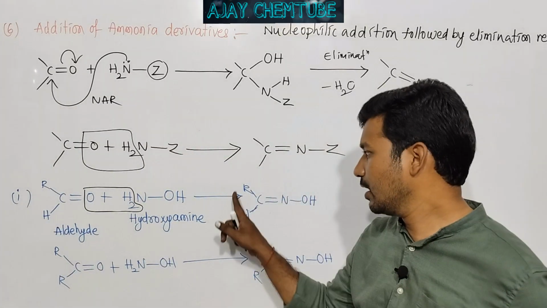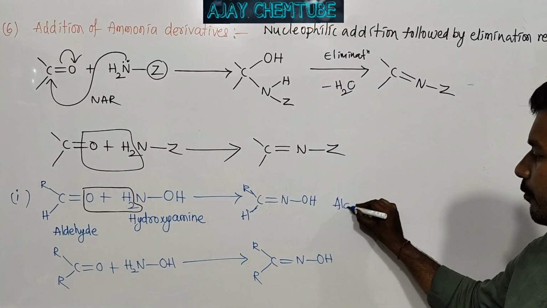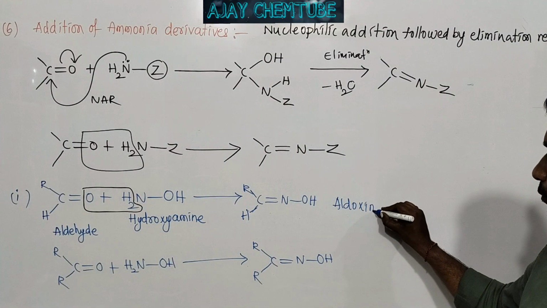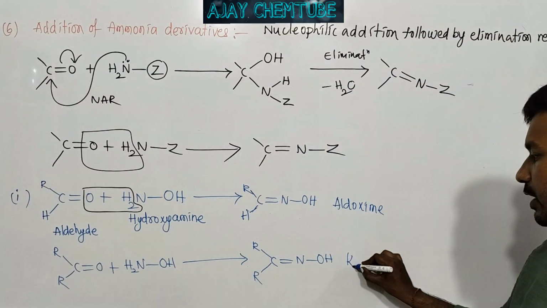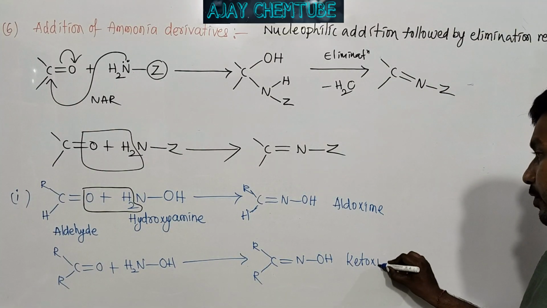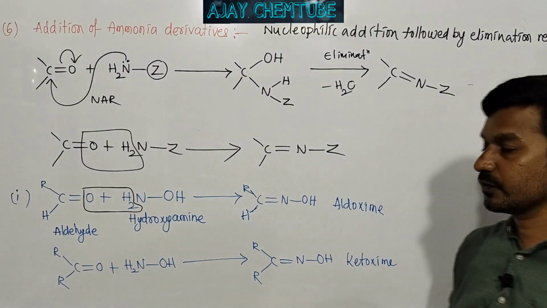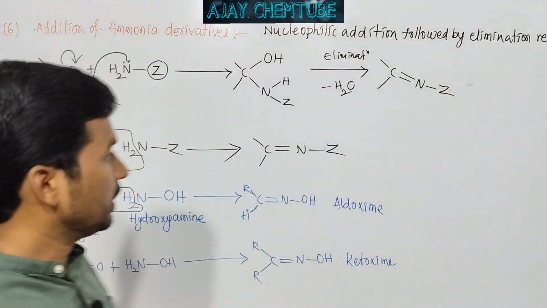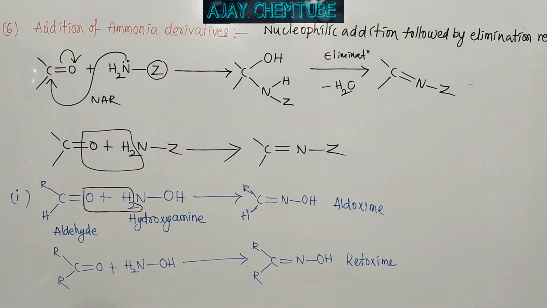If you take aldehyde, R and H. If you take ketone, R and R. This is aldoxime. If you take a ketone, what you get? Ketoxime. For aldehyde, aldoxime; for ketone, ketoxime. So this is one example.